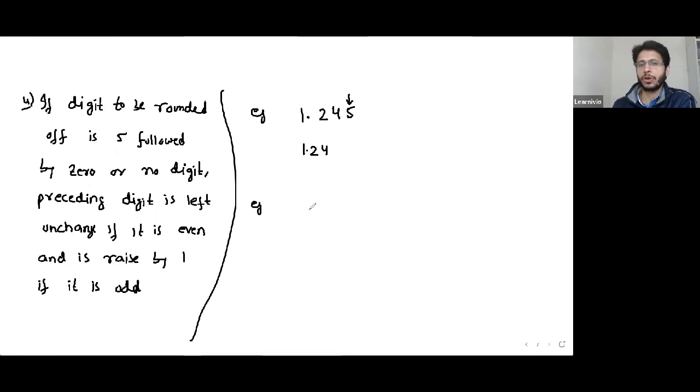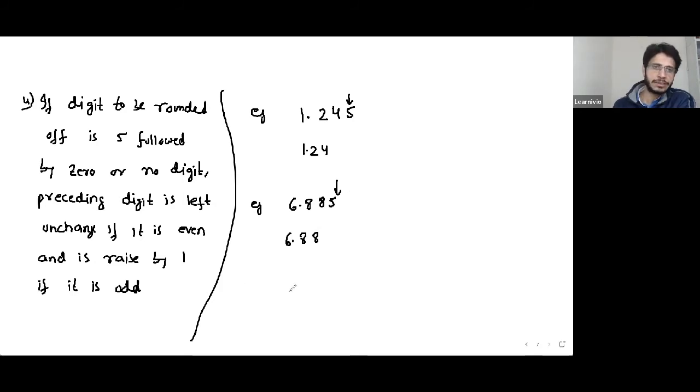Similarly, I give you 6.885. I ask you to round off this 5. So you are supposed to round off 5 followed by nothing. Look at the preceding digit. This is even, so just leave it as it is. If it were odd, we would raise it by 1.